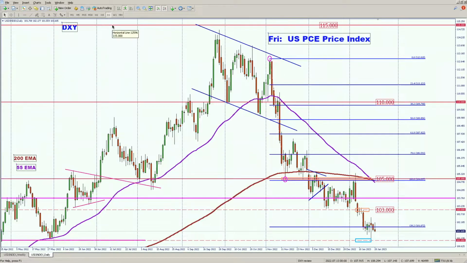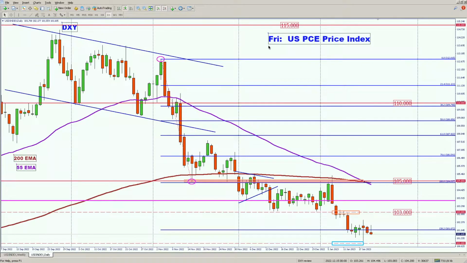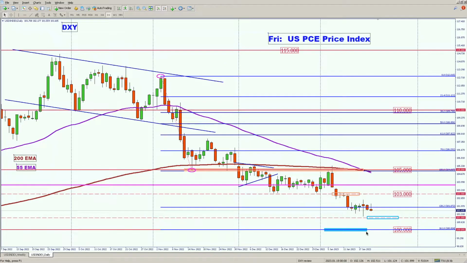Go back to the daily time frame, and this week there's only some key news, but the key one will be the Friday US PCE price index, which will give further indication of inflation reading. Interim support is still at the 101, with the major one right below that at the 100. And the interim resistance at the 103. Didn't quite get there this week.